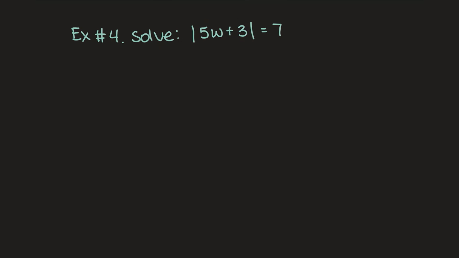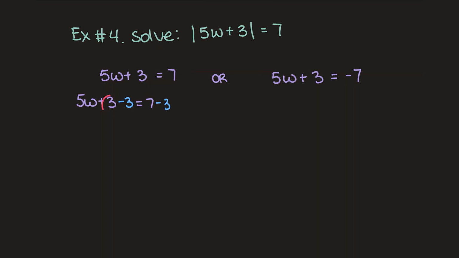We take the inside and set it equal to 7, and we also take the inside and set it equal to negative 7. For the first equation, we start with subtracting 3 from both sides. Canceling out the 3's, we get 5w equals 4. We then divide both sides by 5, reduce, and we're left with w equals 4 over 5. Now we have our variable isolated.